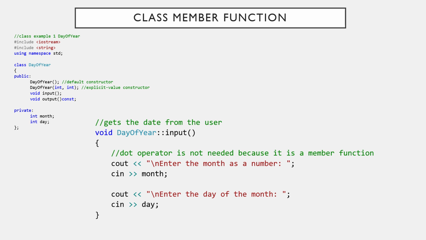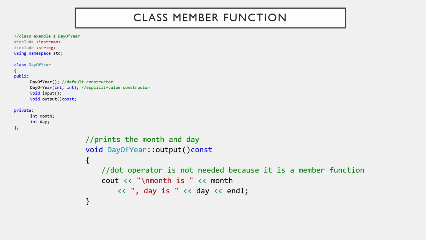So here's another class member function. See the scope resolution operator, the name of the class, and this is an input function. Again, this does not need to have a dot operator because you're going directly to the month and the day. Because this is a class member function, class member functions have access to all of the variables that are part of the class. And this is the output. So again, the dot operator is not needed, and this is just the implementation of some member functions.